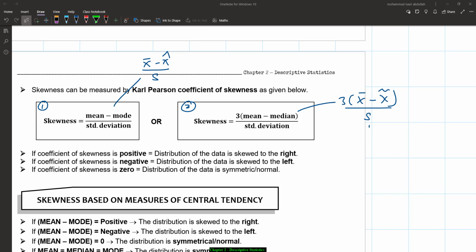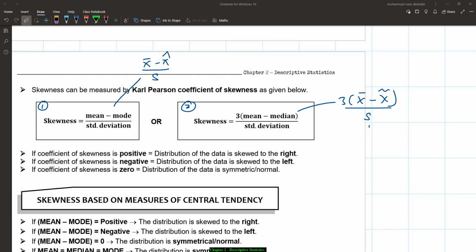If the skewness value, we don't care how large the value is. What we care is the sign of the value. If the value is negative, meaning on the negative side, so we can say that the distribution is negatively skewed or skewed to the left.